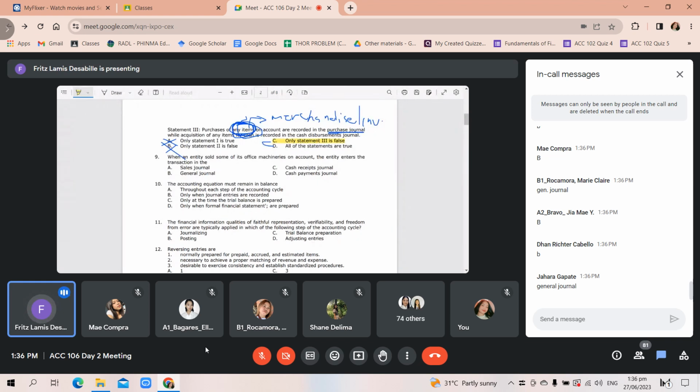Now, kaning office machineries on account, ibutang ni siya nimo sa imuhang general journals. Dili siya pwede mabutang sa purchases journal because again, strictly for merchandise inventory only ang mga purchases journal. So number 10, very easy number 10. I'm not gonna explain this. The accounting equation must remain in balance all throughout each step in the accounting cycle.